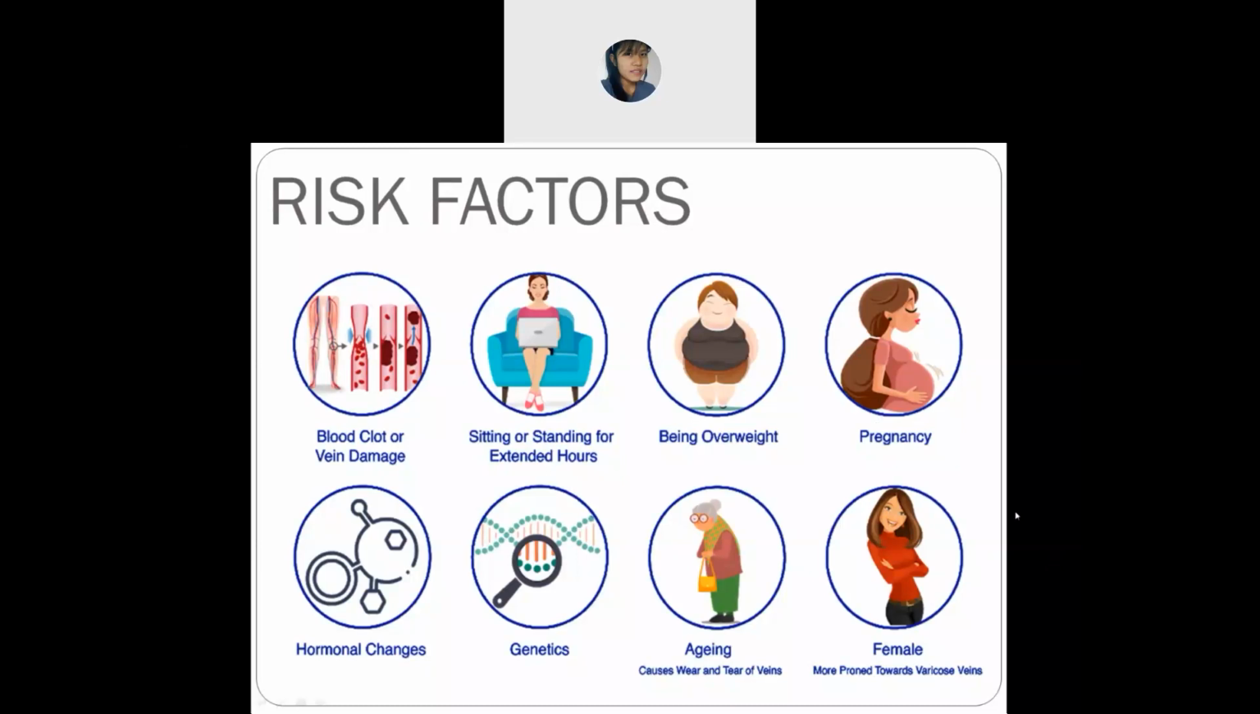Next is female. Why? Because normally in females, the hormonal changes issue is always there, very much active in their cases. So that's why females are most likely to have varicose veins.